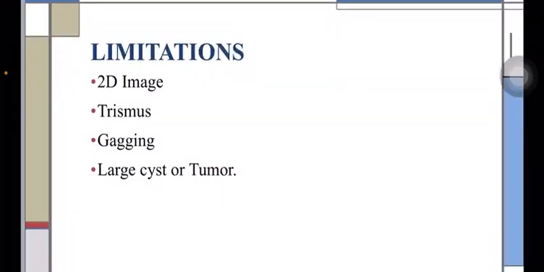The limitation is it is a 2D image and cannot be taken in cases of trismus. Gagging is a common problem and a large cyst or tumor cannot be seen in a single radiograph.